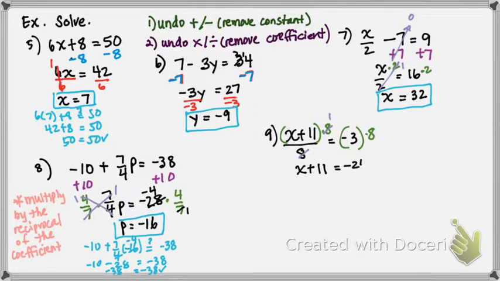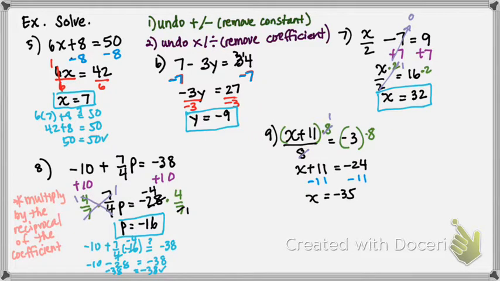Other side, I have negative 24. The inverse of adding is going to be subtracting. So I'm going to subtract 11 from both sides. And I get x equals negative 35.